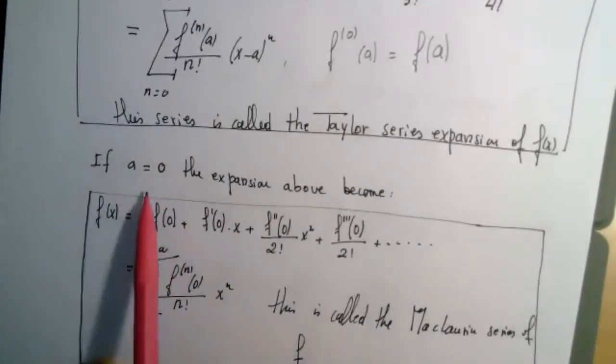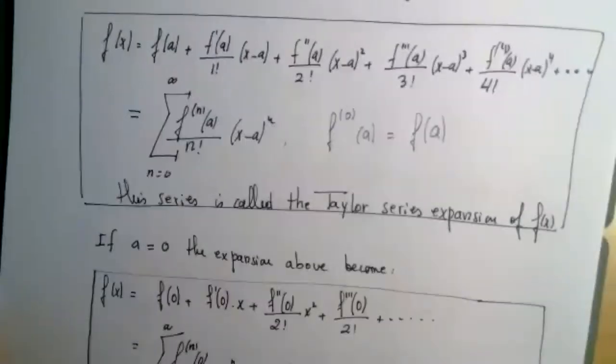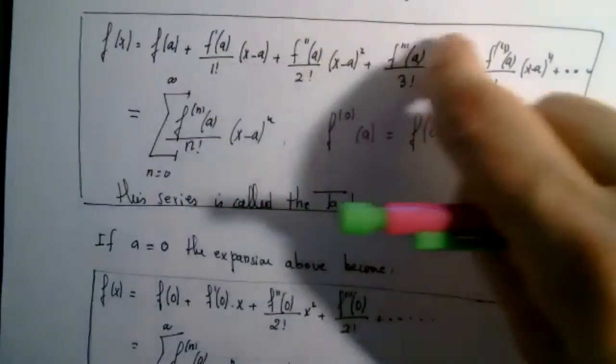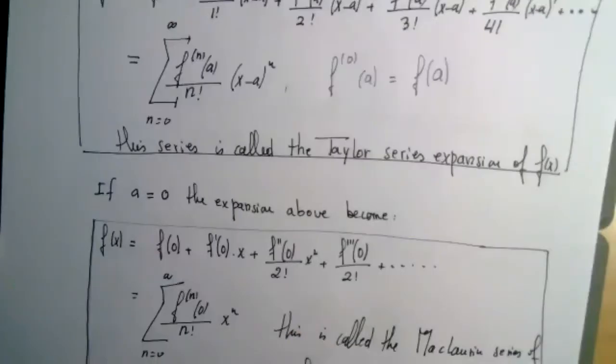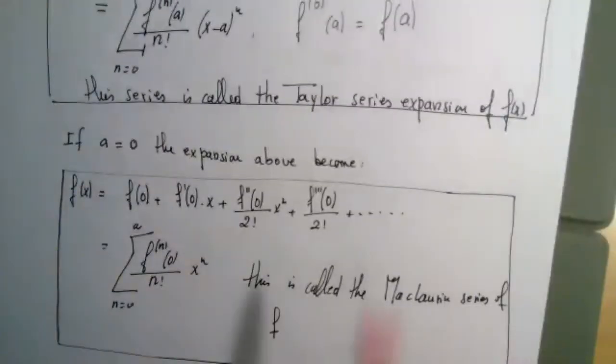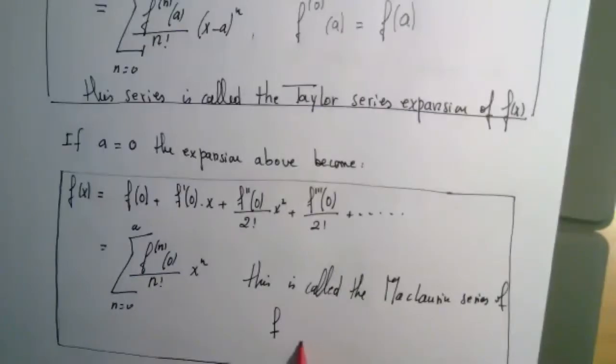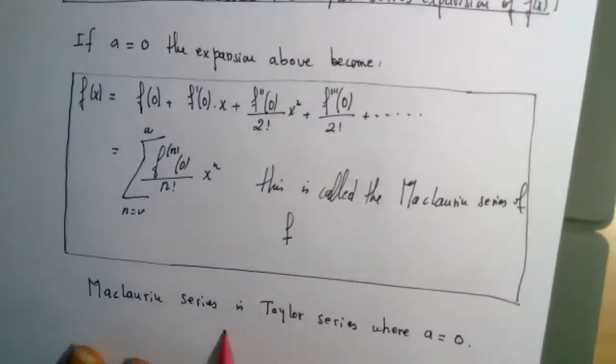Now, if a is 0, which is what we've done so far, if I put in 0 here, then the expression becomes f(0) plus f'(0)x plus f''(0) over 2 factorial x squared plus etc. In sigma notation, it is the nth derivative at 0 over n factorial. This one is called the Maclaurin series of f. In other words, the Maclaurin series is the Taylor series where a equals 0.